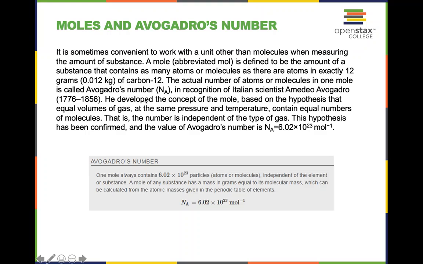It is named in recognition of Italian scientist Amedeo Avogadro, who developed the concept of the mole based on the hypothesis that equal volumes of gas at the same pressure and temperature contain equal numbers of molecules. That is, the number is independent of the type of gas. This hypothesis has been confirmed, and the value of Avogadro's number is 6.02 times 10 to the 23rd per mole. And this was one of the numbers we had discussed before as well.